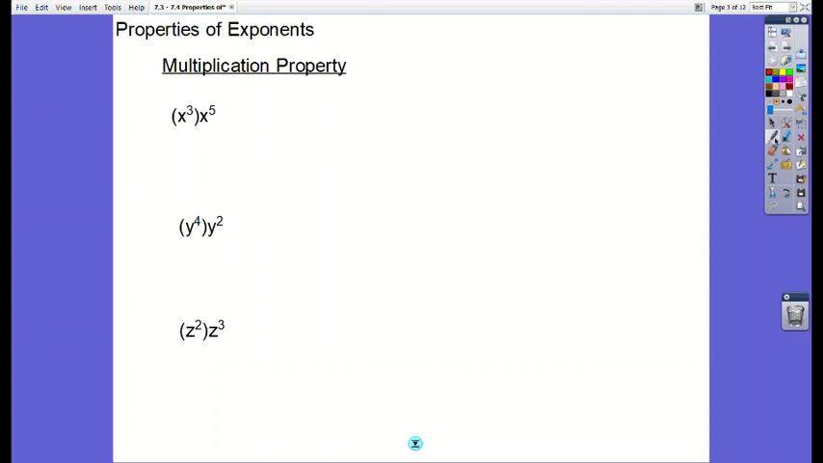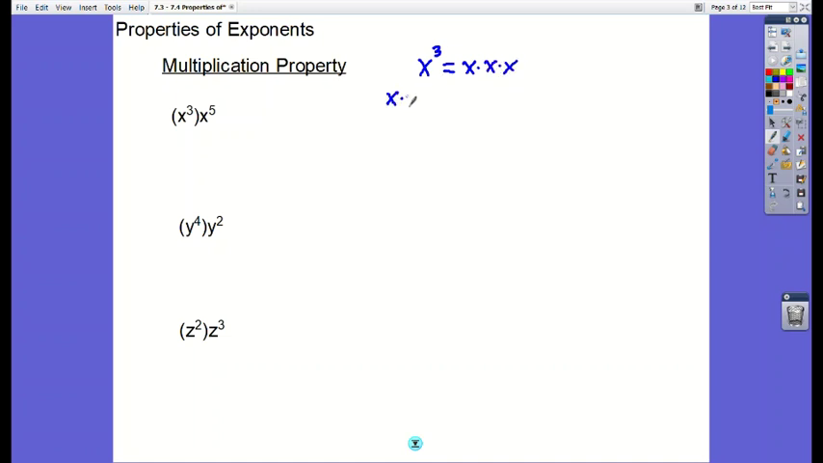Today we're going to talk about a couple properties of exponents. We're going to start with the multiplication property here, and then we'll go into a power to a power property. To show what the multiplication property is, we're going to start by expanding. By expand, I mean if you have something like x cubed, it would become x times x times x. And then we're going to condense things.